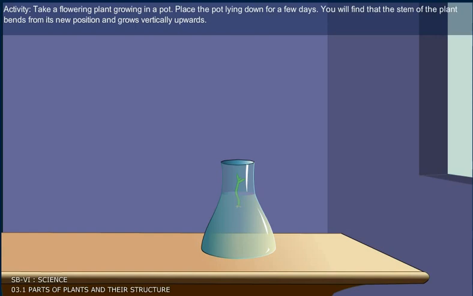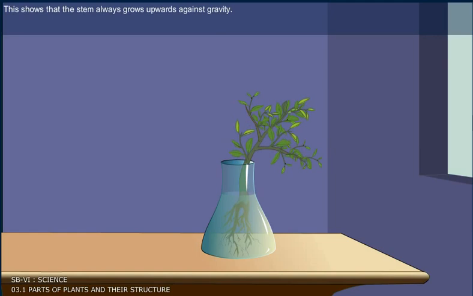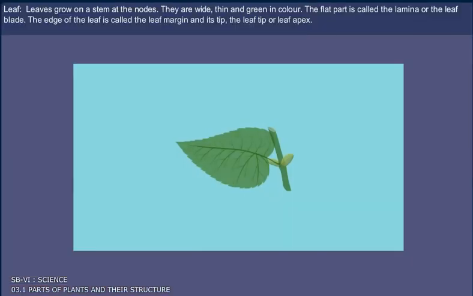Activity. Take a flowering plant growing in a pot. Place the pot lying down for a few days. You will find that the stem of the plant bends from its new position and grows vertically upwards. This shows that the stem always grows upwards against the gravity.